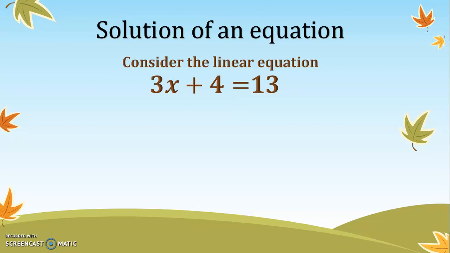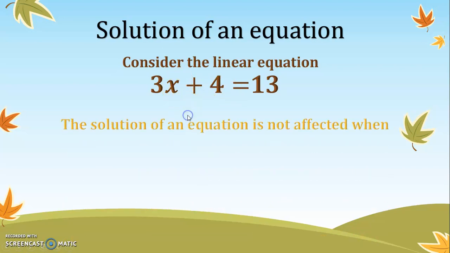So consider the linear equation 3x plus 4 equals 13. We have an algebraic expression on the left side, an algebraic expression on the right side, and these two are related by the equal to sign. So this statement is a linear equation. Why is it a linear equation? Because both on the right side and the left side, the highest degree of the variable or the expressions are linear terms. The highest power of the variables is 1. So this is a linear equation.